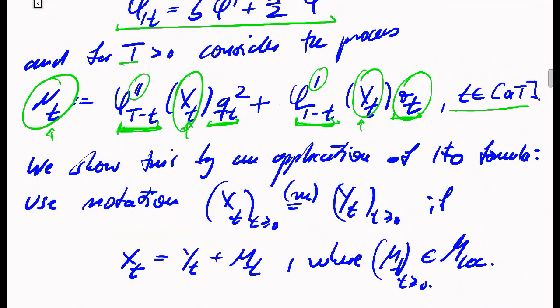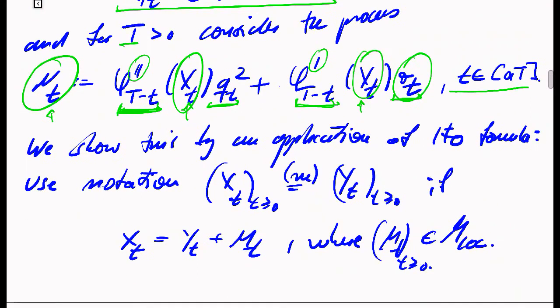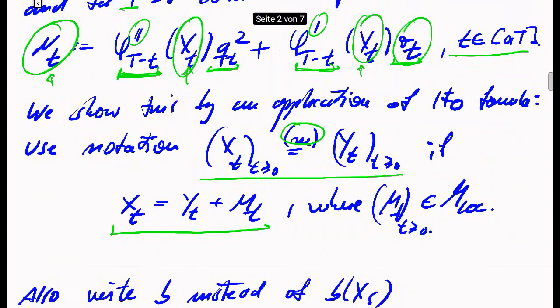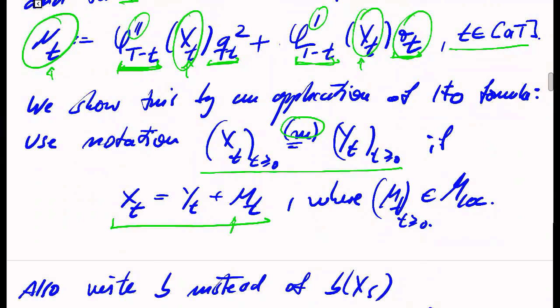This will be shown by an application of Ito's formula, of course, and for simplified notation we shall write in the sequel that two processes are identified, that is, equal modulo martingales, if in fact the two processes differ only by another process which is a martingale.